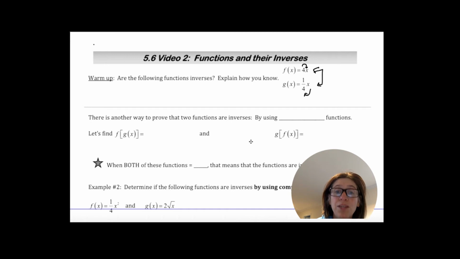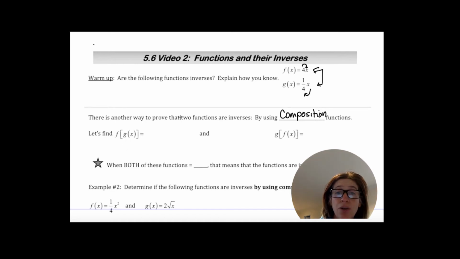Another way to prove that two functions are inverses is by using composition of functions. Now remember, in that last example with the cubic and the cube root, I took the y's of the cubic function and I plugged them into the cubed root function, and I got myself back to x. So that's what compositions do. Remember, we plug one function into the other. So we're going to find f of g of x and see if it gives us x.